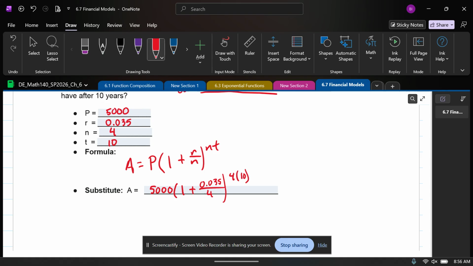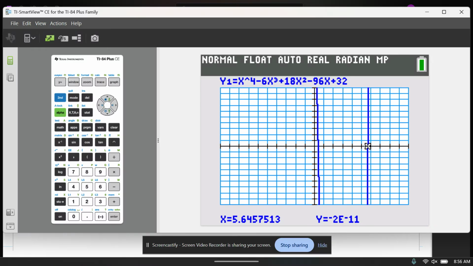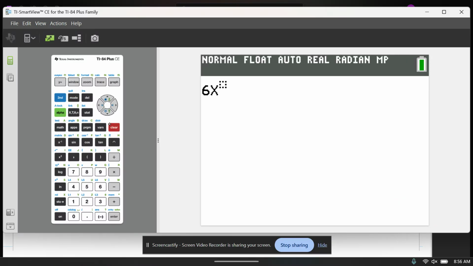Four times 10. Okay. Now the good thing on this problem is it's just a straight type that into the calculator exactly how it's written, and you're going to get what the account is worth after 10 years. We're going to find out how much money we got. So we're taking that formula, 5,000, parentheses, 1 plus the interest rate, 0.035, divided by 4, and then close the parentheses, raised to the 4 times 10. If you wanted to type 40 there, you can.